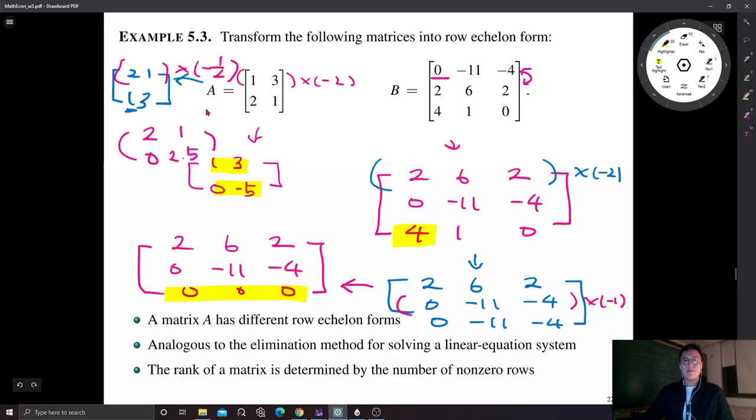Okay, so matrix A is a full rank matrix. It is a 2 by 2 matrix, and we have 2 non-zero vectors in echelon form, meaning that the rank of the matrix is 2, the same as the dimension of the matrix. So matrix A has full rank. On the other hand, matrix B is a 3 by 3 matrix, so the dimension of the matrix is 3 by 3, but the rank turns out to be 2, smaller than that dimension. So this matrix B is singular.